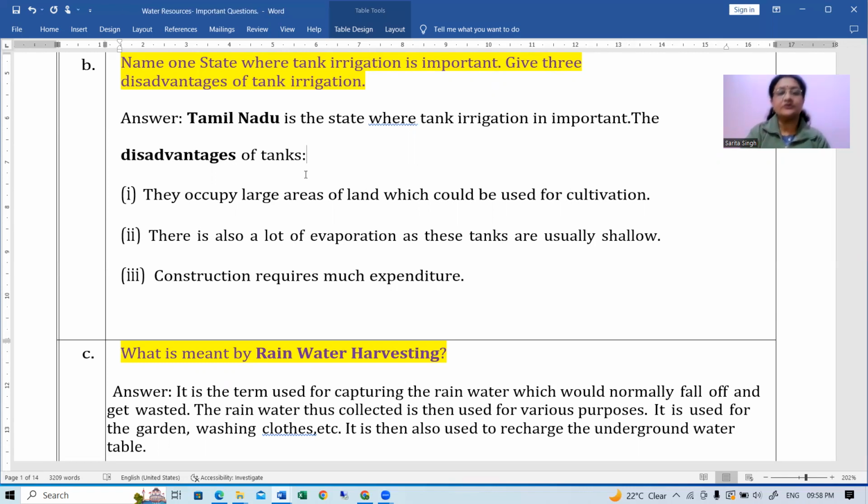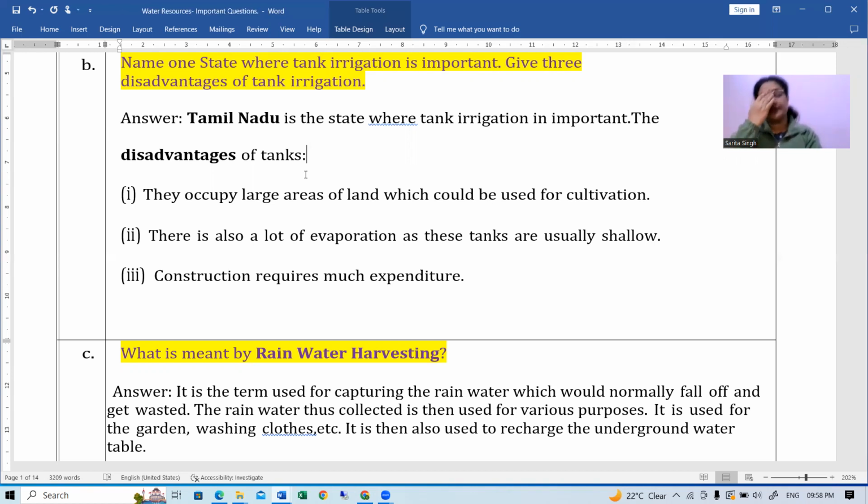Number two is that there is also a lot of evaporation because of the surface area of the tank, right, the water which is exposed in the tank is actually open for evaporation. The loss of water is too much in that way, right? So because of a large surface area, the evaporation is too high in that case. So that is again one drawback, or you can say the disadvantage in the case of tanks.